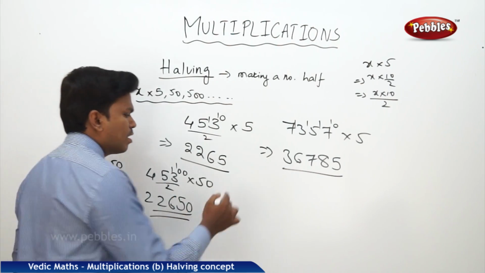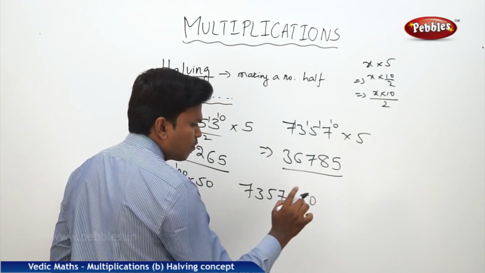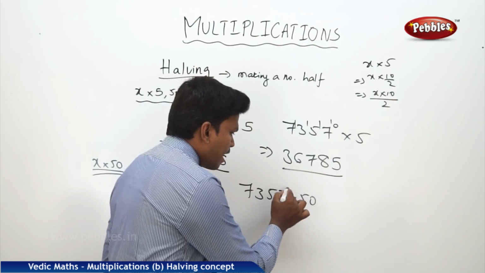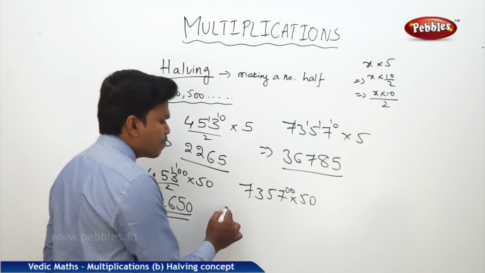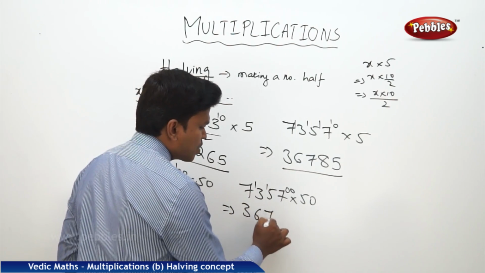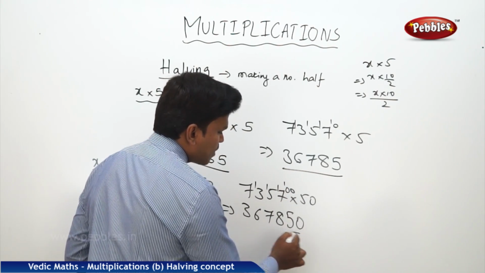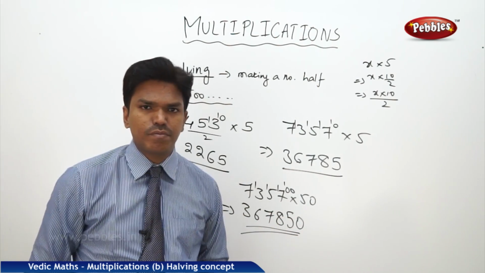One more example, 7357 into 50. So what is the step you need to take first? Add 2 zeros at the end. After adding 2 zeros, make the number half. So 2 3 times 1, 2 6 times 1, 2 7 times, 2 8 times, 2 5 times, drop that one more 0 extra as it is. So your answer is 367850.